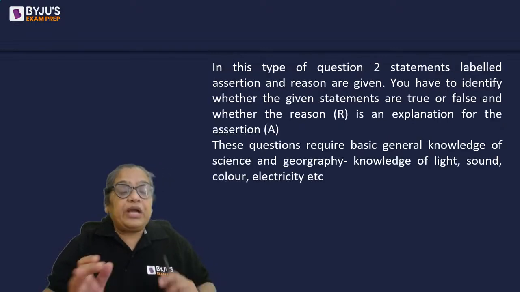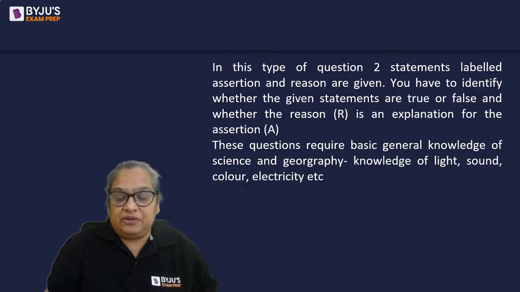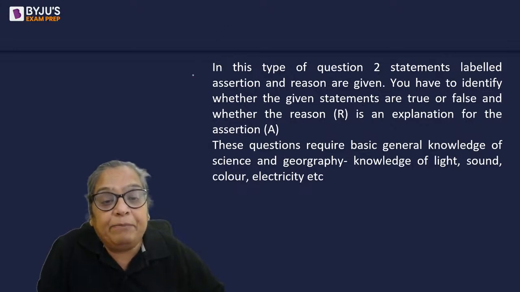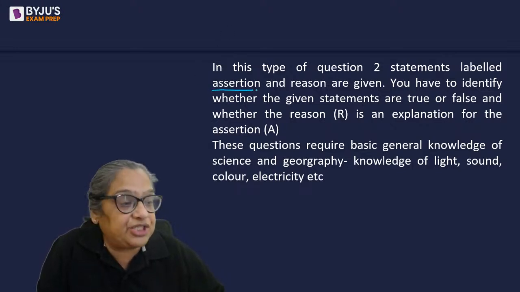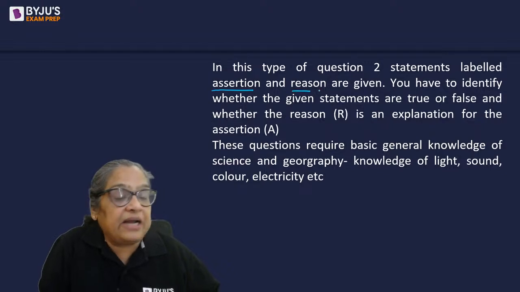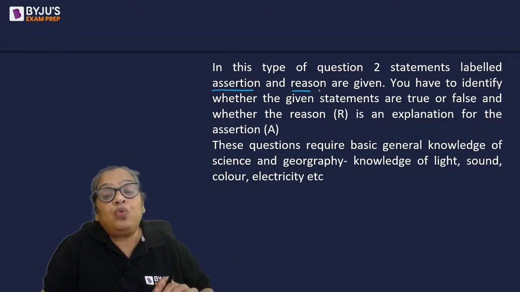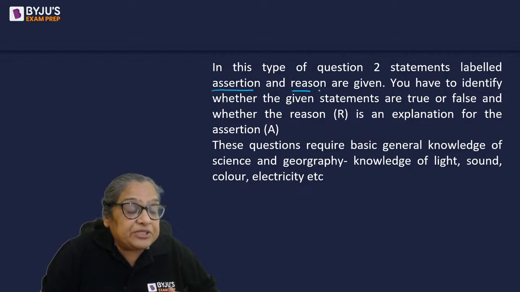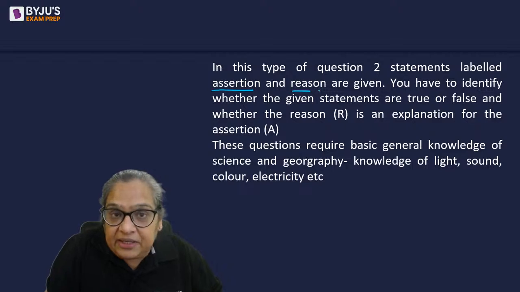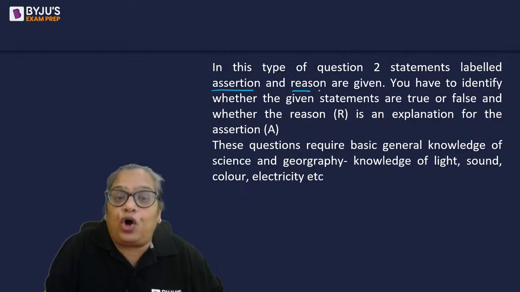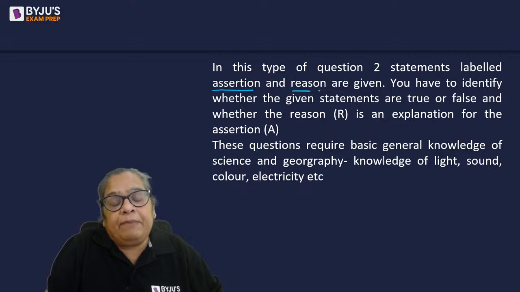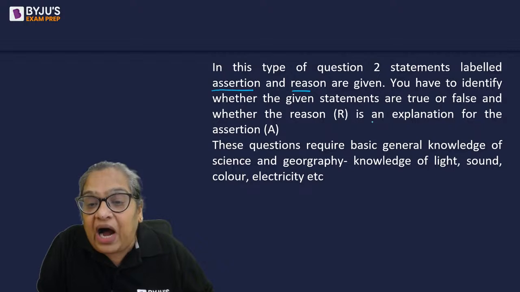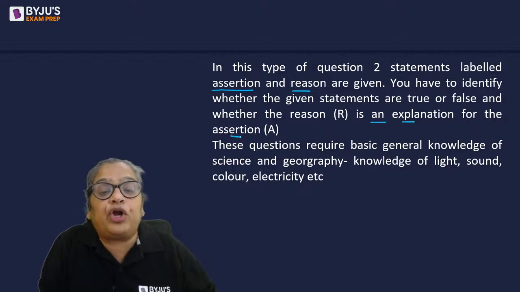In a reason assertion question, you are given two statements. They are labeled assertion A and reason R. You have to identify whether the given statements are true. Your first step is to see if the statement labeled A, the assertion, is true or false. Is the statement labeled R true or false? And then you have to see if R is an explanation for A.